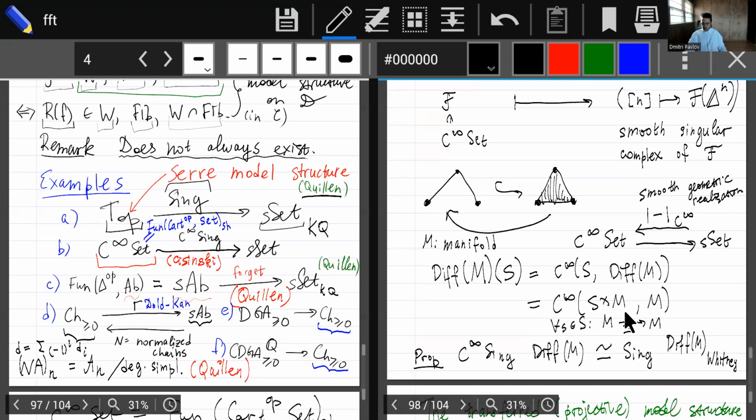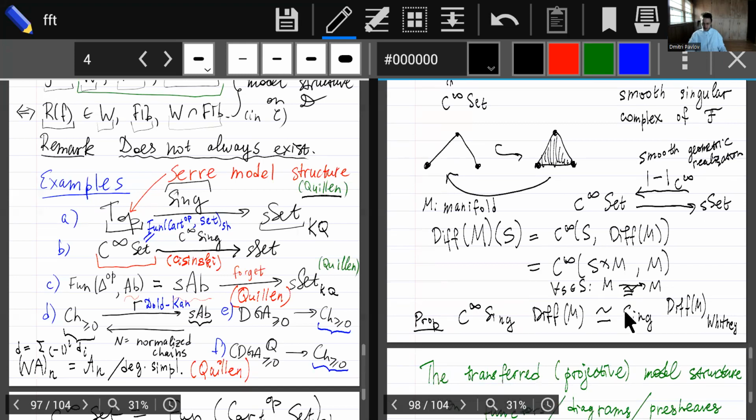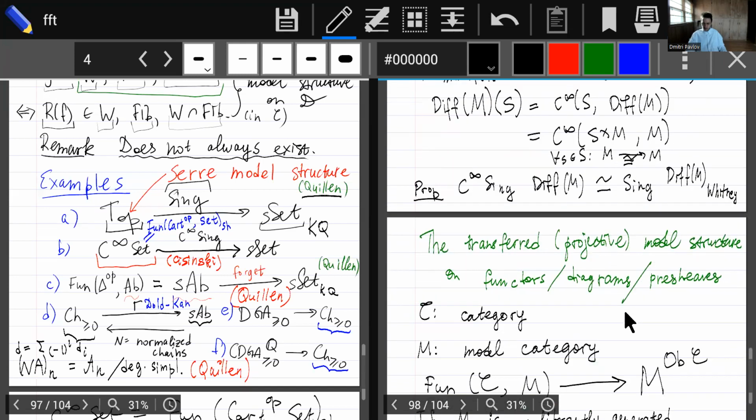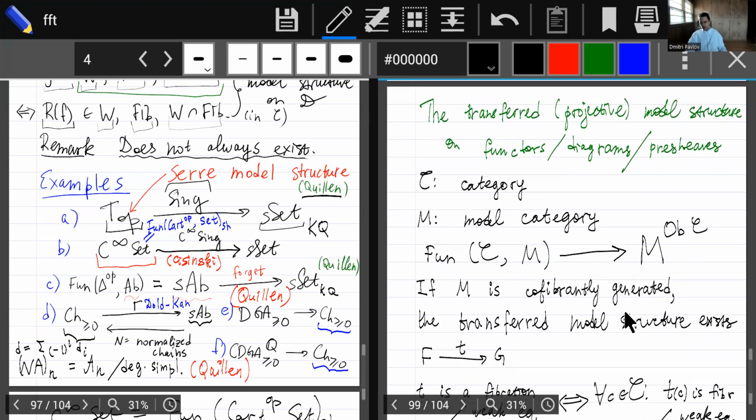Excellent. Let me now move on to a very important transfer model structure, also known as the projective model structure, on functors, or equivalently on diagrams, or equivalently on presheaves. So the setup here is that you have a category C and a model category M, and you consider the category of functors from C to M.